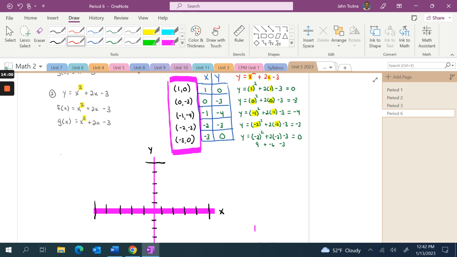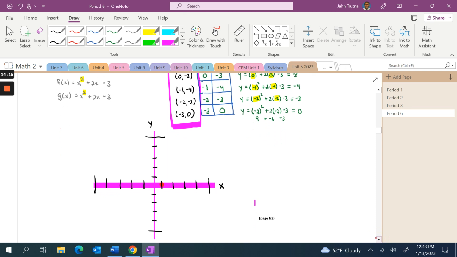Okay, so 1, 0: over 1, up 0. That's right there. All right, next point, 0, -3. 0, -3 means over 0, down 3, right there on the y-axis, 3 down on the y-axis. Third point, -1, -4. That means I'm going to go left 1, down 4, and put a point. My fourth point is -2, -3. I'm going to go left 2, down 3, stop right there, and put a point.